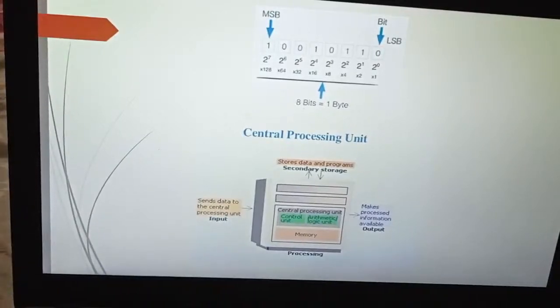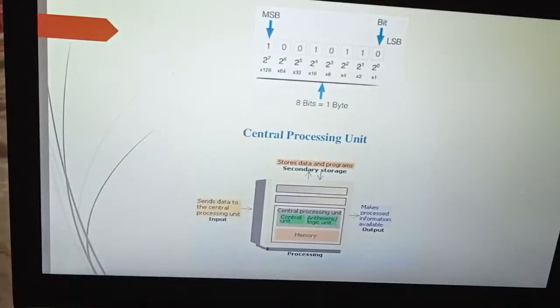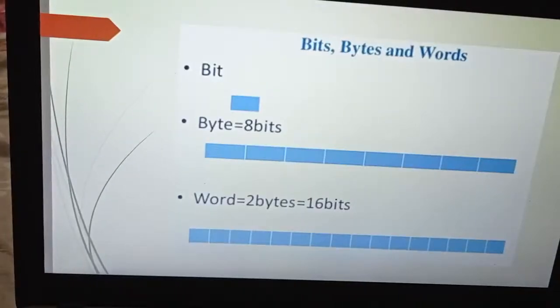A word is a group of 16 bits. Same as here, 1 byte is 8 bits. Bits in a word are numbered starting from 0 to 15 because it is a group of 16 bits. So this is a bit, an individual bit, and a byte is a set of 8 bits, and a word is 16 bits, which is 2 bytes.